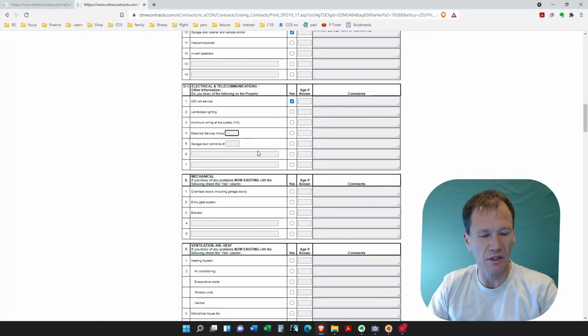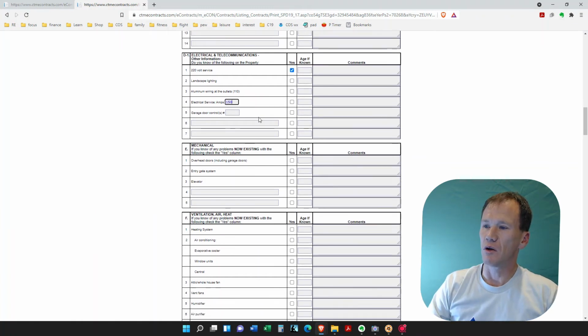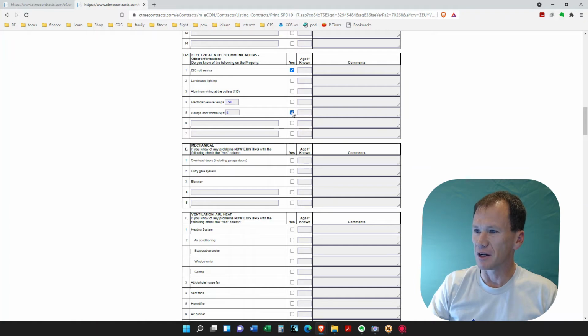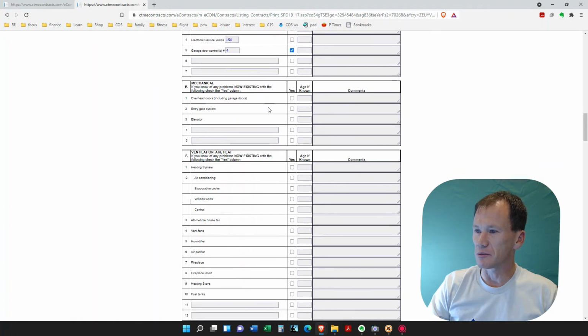Electrical service amps. This house has 150 amp service. It's fairly new. An older house might only have 100. Garage door controls. Hey, I've got 4, I've got 2 for each door. Any problems? Do I know of any of the following? Yes, we have them. I don't know what to check here. This yes, in this case, doesn't really apply in garage door controls.